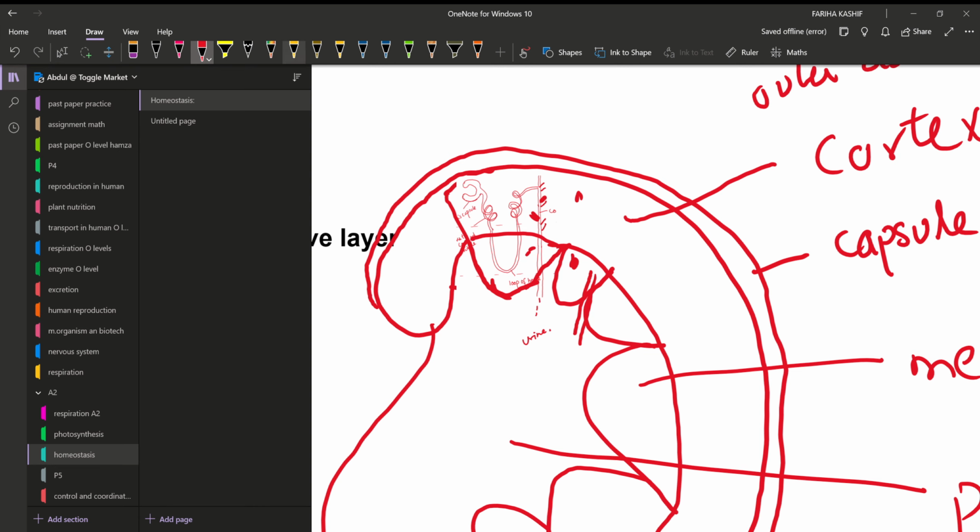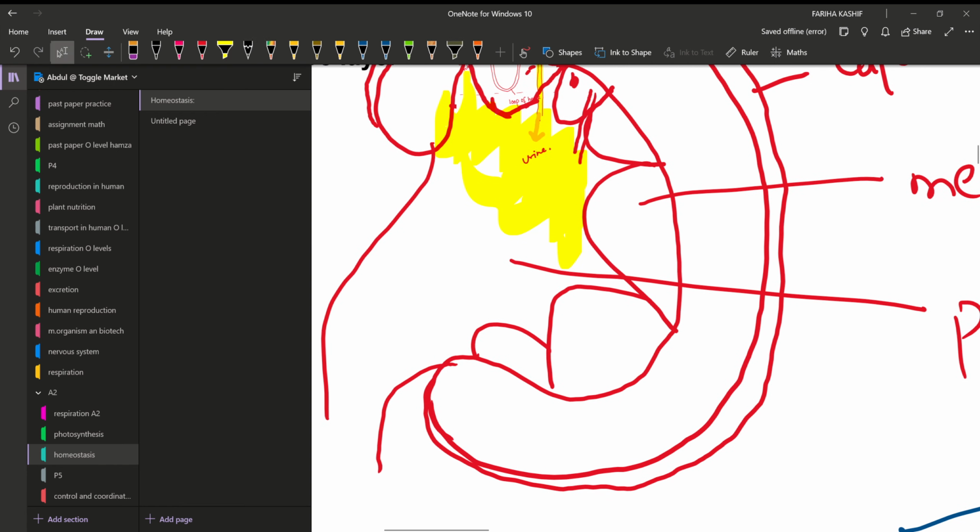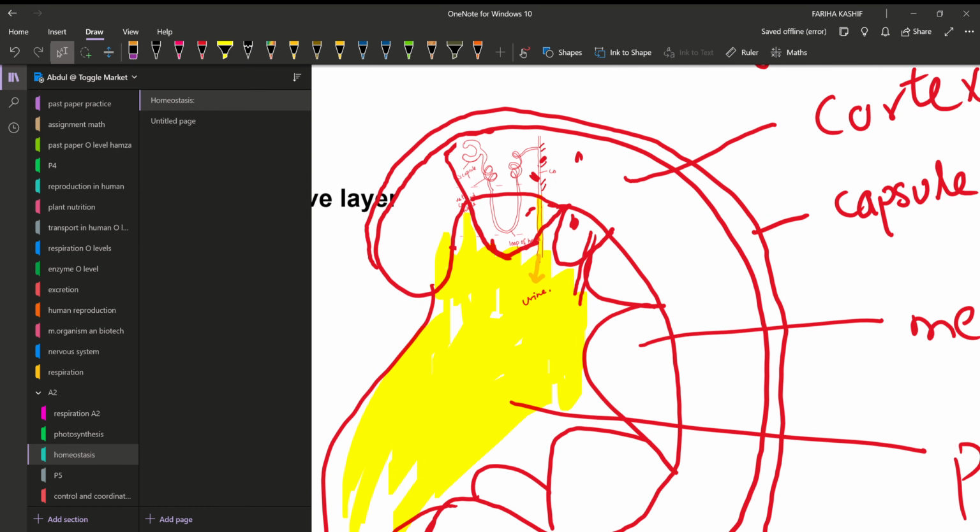And finally the urine that is formed, where will it open? It will get accumulated in the renal pelvis. Urine is formed in this collecting duct and then opens in the renal pelvis. And from the pelvis, it moves out through the ureter. Through the ureter. Is this clear? Okay. Now we are going to study about the functions of the nephron, each part of the nephron.